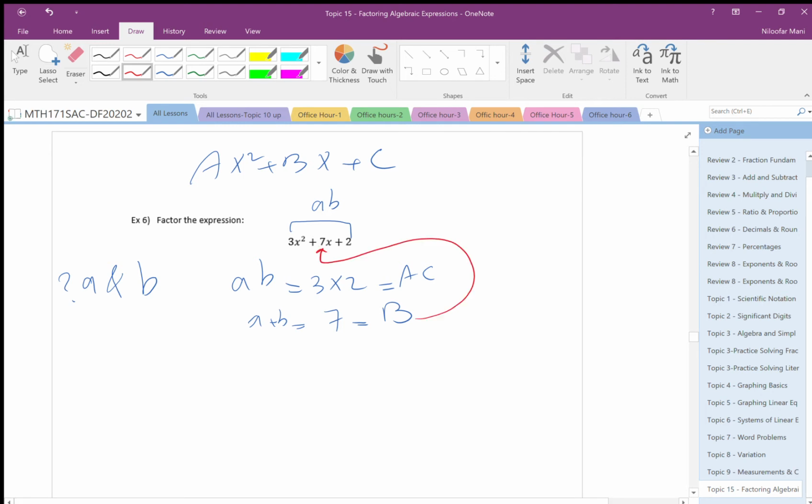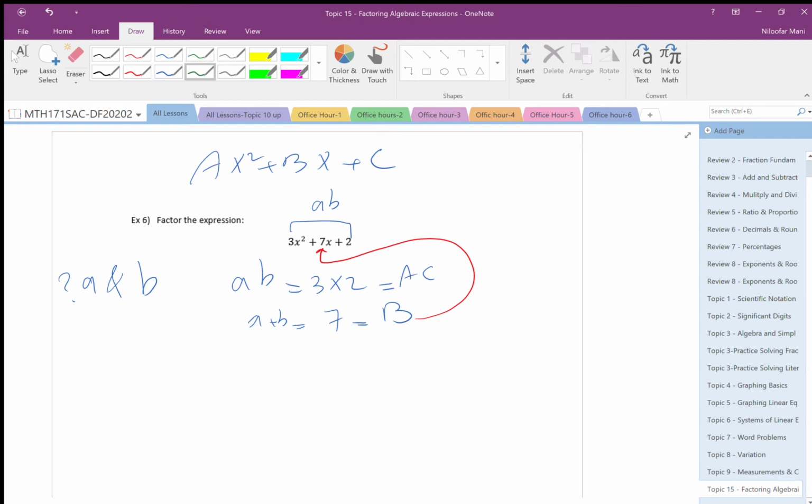Don't say if I add them, it's in the middle, because maybe I changed the order. So if I multiply them, it's the multiplication of the one which is just a number and the one beside x squared. If I add them, it's the same as the one beside just x power 1. Okay, so what do you find?